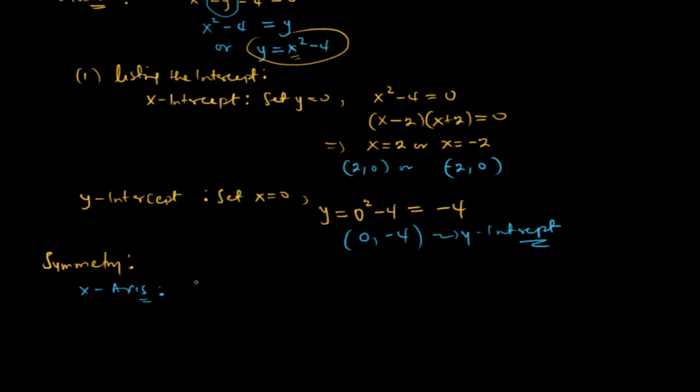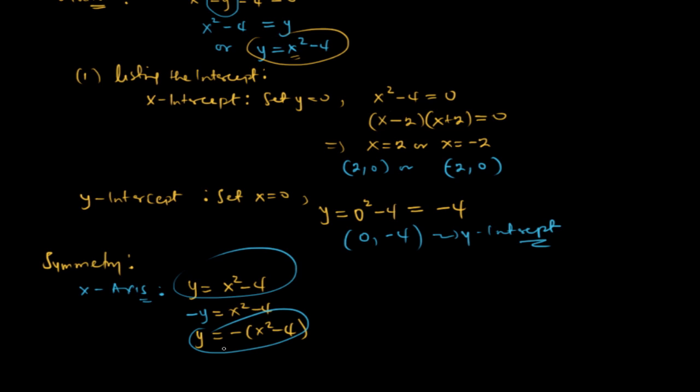So what I have here is the original equation, y equals x squared minus 4. So I'm going to replace y with negative y. So you have negative y equals x squared minus 4. And when you simplify this, this is the same thing as y equals negative into x squared minus 4. But when you compare what we have here and what we have here, they are not the same thing. Why? Because here has a negative sign and here does not. So that implies it is not symmetric. So the equation is not symmetric with respect to the x-axis.